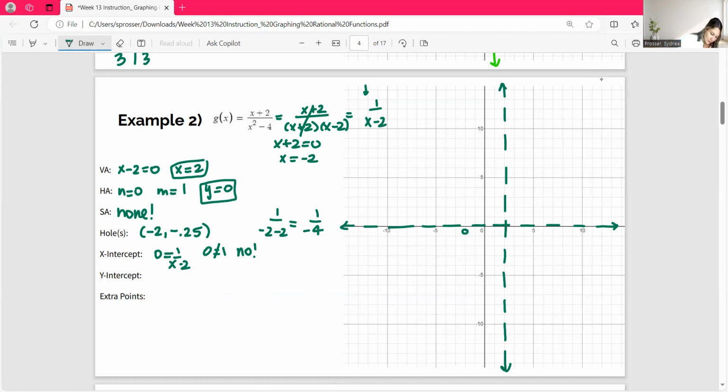There's an asymptote there, so nothing can touch that x-axis. Our y-intercept, we set x to 0. And so I'm going to get (0, -0.5). And I'm going to put that point in here, very small.